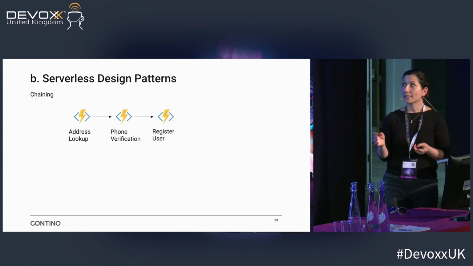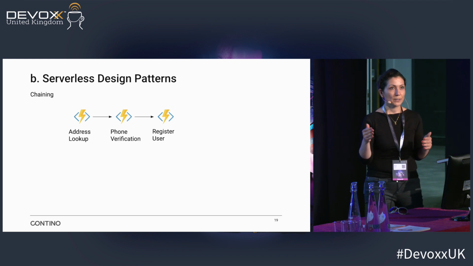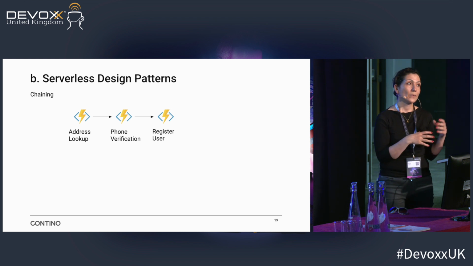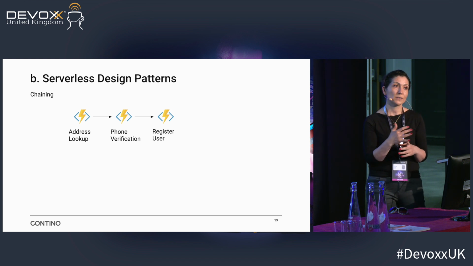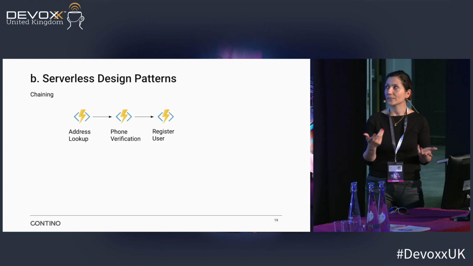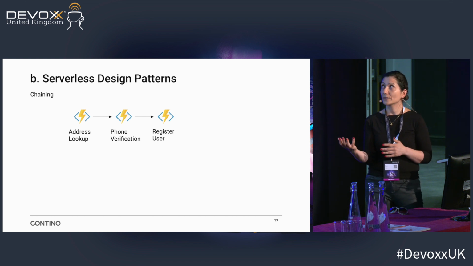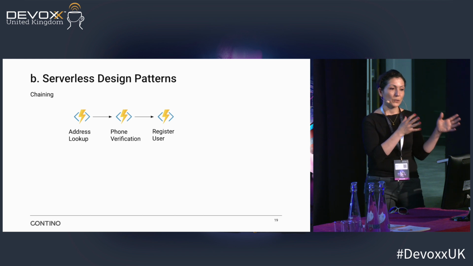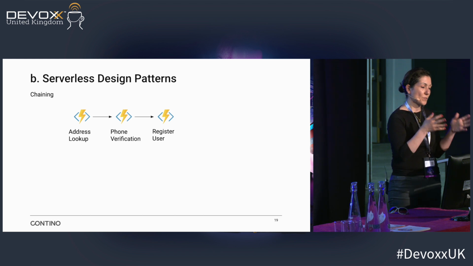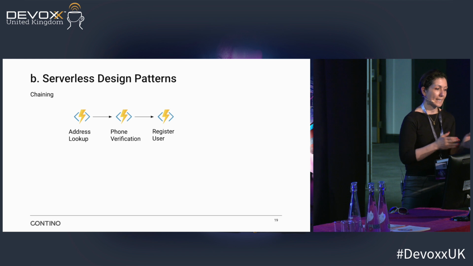The first one is chaining. So it's a sequential, synchronous call. You call one function and then the other. It's called chaining. You have address lookup, and then that should call the phone verification because you have a dependency on the address lookup. And then the user registration is happening as an end result. So in a sense, you are restricted by the sync calls in between.